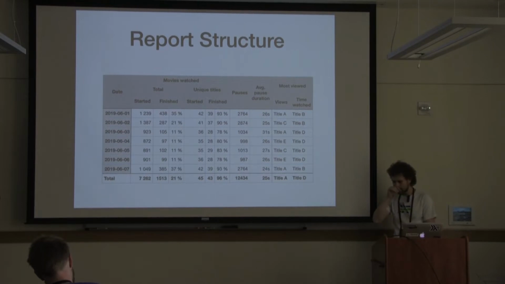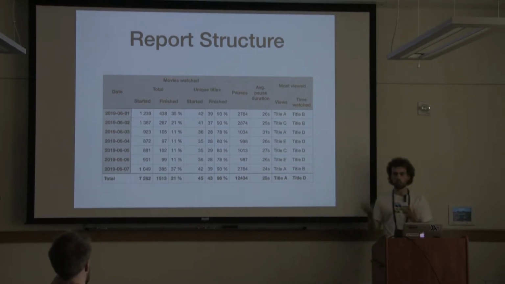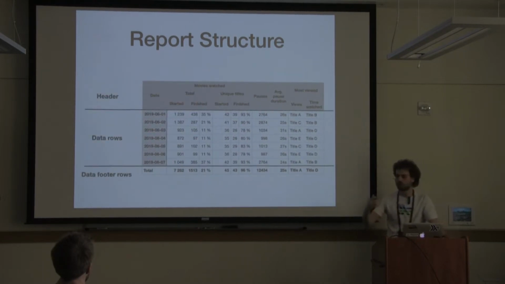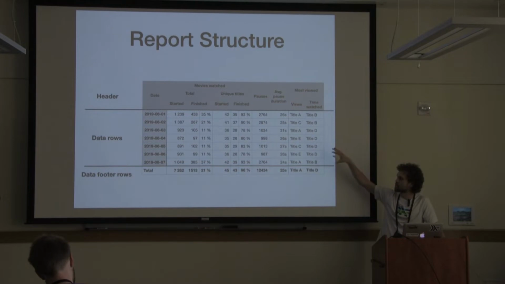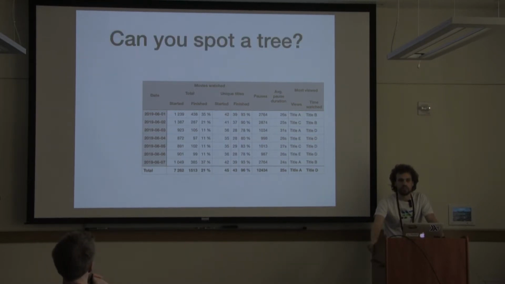In order to achieve all that, we have to analyze how we approach building these reports. What is the structure of this report? This is, of course, a simplified thing, but still. One way of looking at it is to split it into header and data rows and maybe some data footer rows, and see it like that. That doesn't actually give us much, right? So what is another way to look at this? Do you see a tree here, or maybe a forest, right?